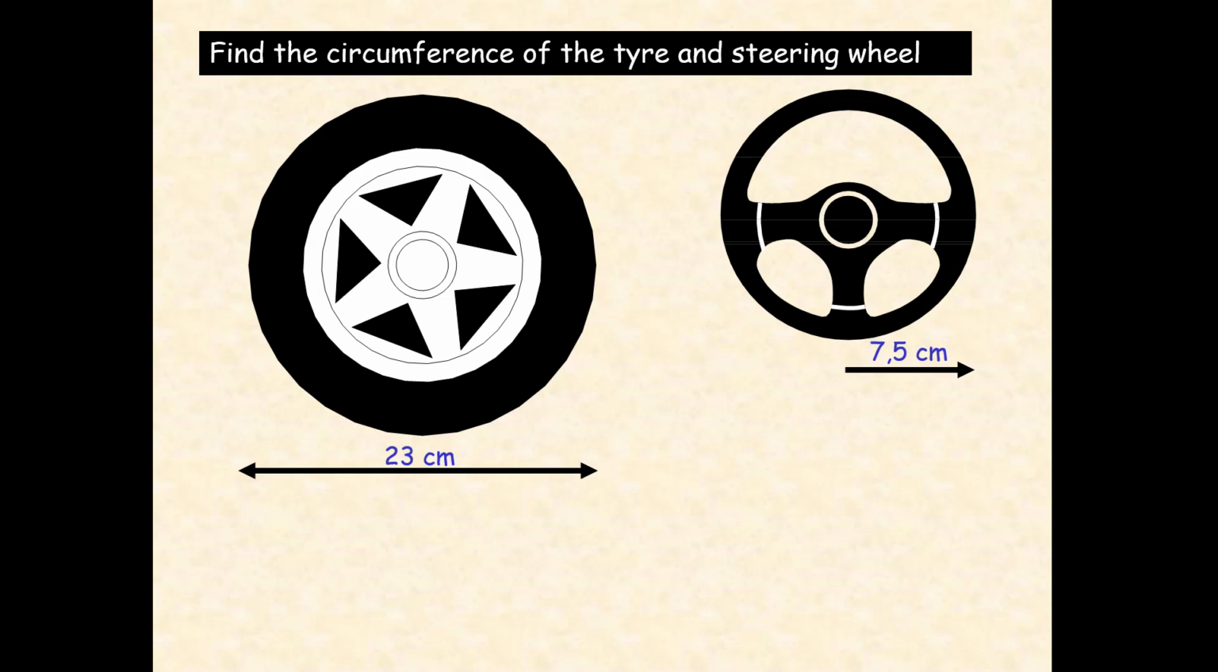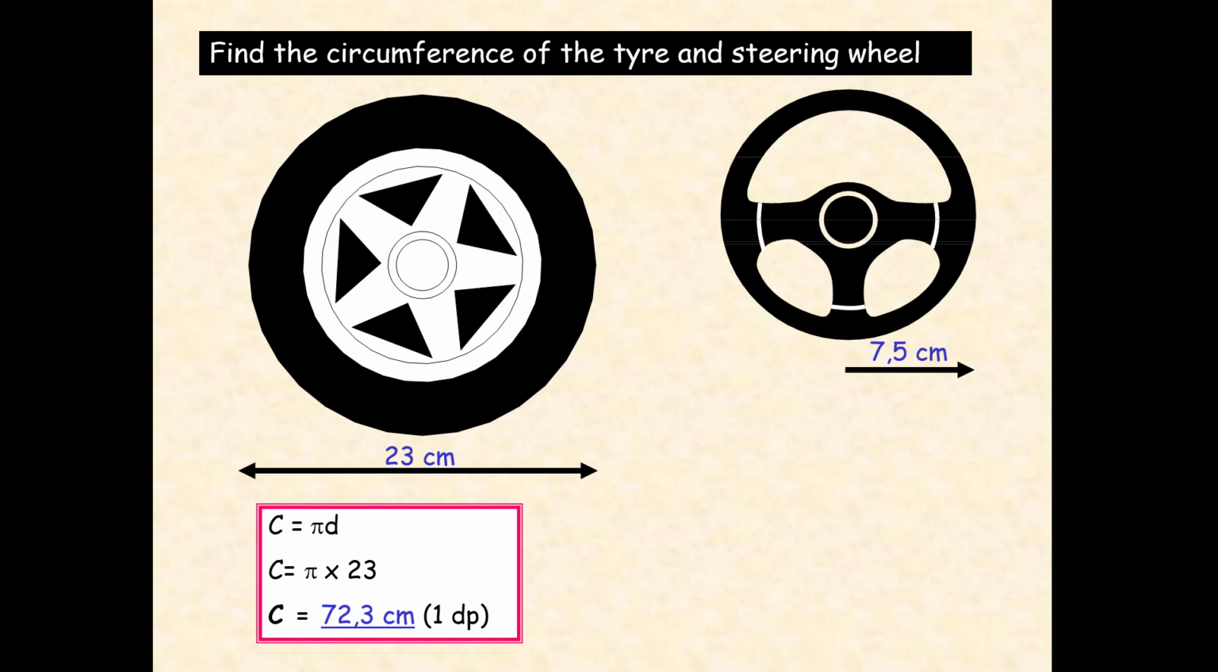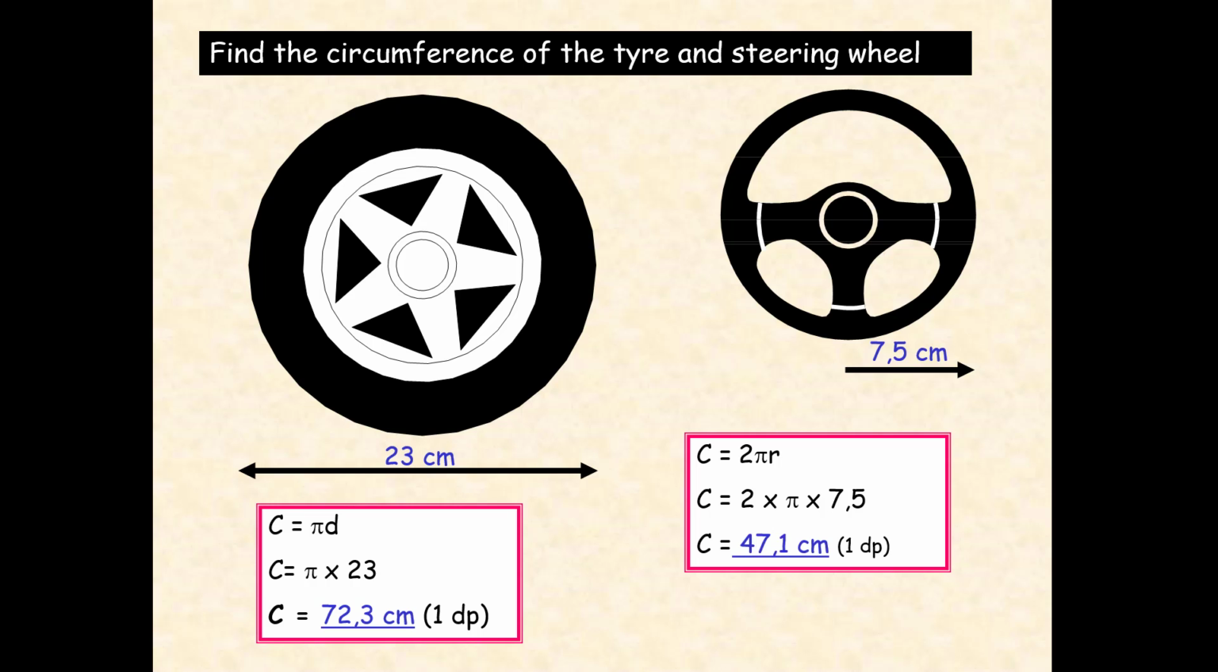In real life, let's look at the circumference of a tire and a steering wheel. In the first one, you've got the diameter. So you can just say pi times the diameter. And that is equal to 72,3 centimeters. For the steering wheel, you've got the radius. So you have to double the radius. And then multiply that by pi. And that is equal to 47,1 centimeters.